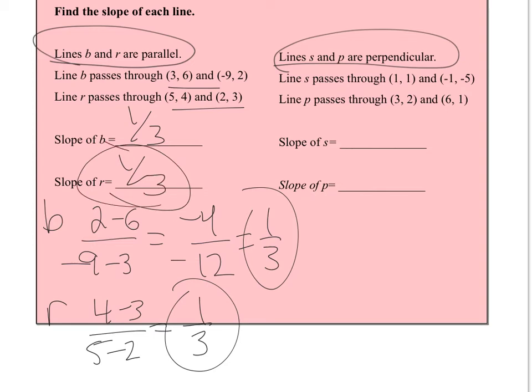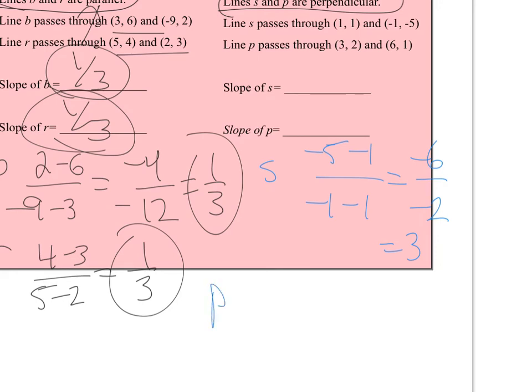Please notice they are the same. That's what makes them parallel. All right. S and P are going to be a little bit different. S, so I'm going to have negative 5 minus 1 over negative 1 minus 1. So that's going to be negative 6 over negative 2, which is going to equal positive 3.